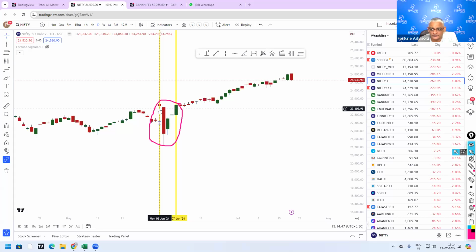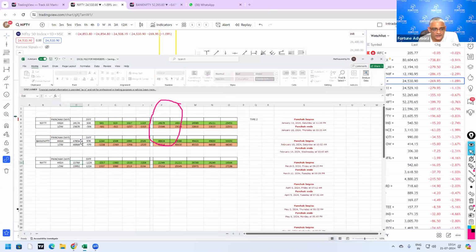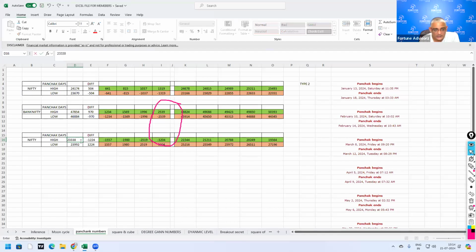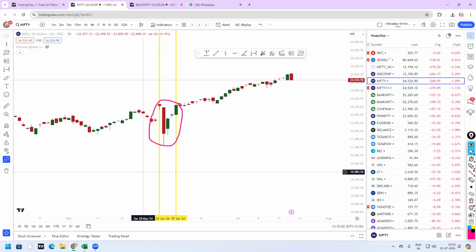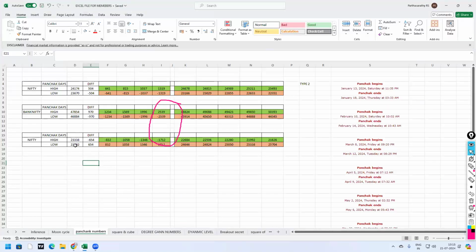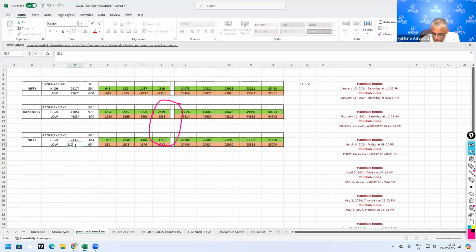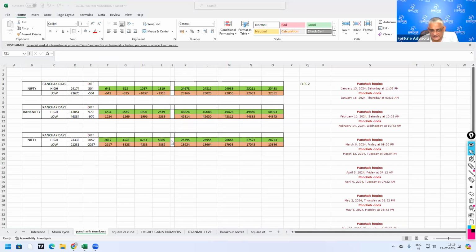You got it or not? Okay, yes sir, got it. 23,338. Now, what is the low? 21,281. Big difference, no? The difference is 2,500 points. So now based on this, what is the first target it says? Since that candle is 10% candle, it says the first target is 25,395. Valid.